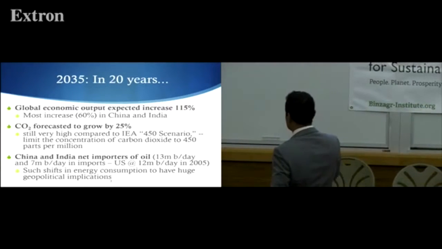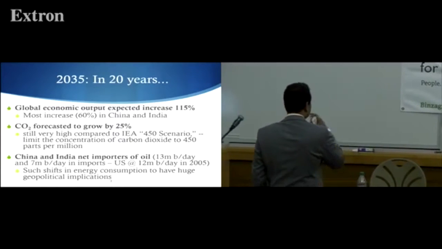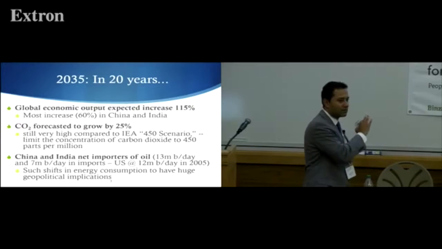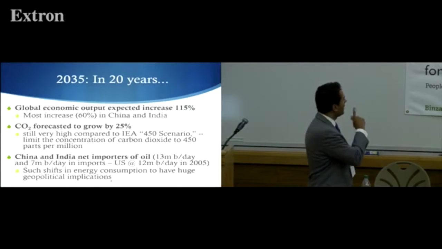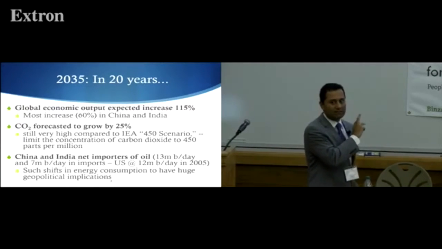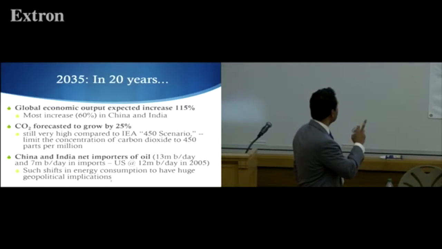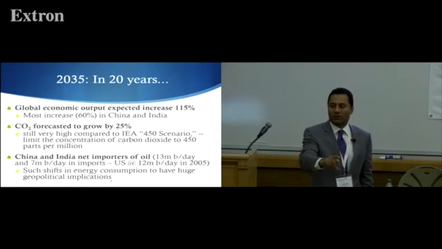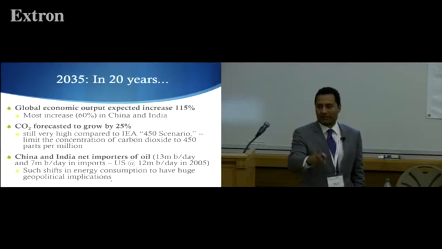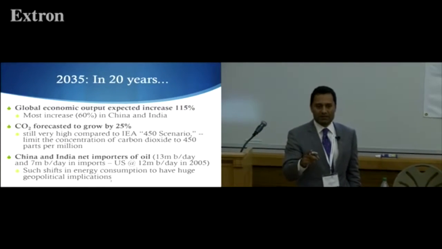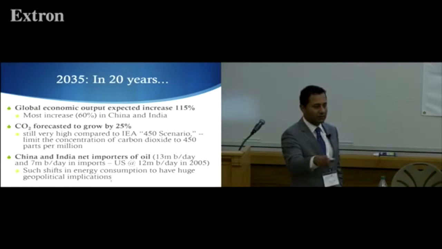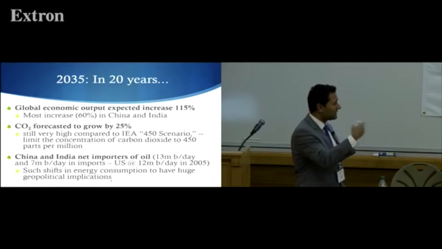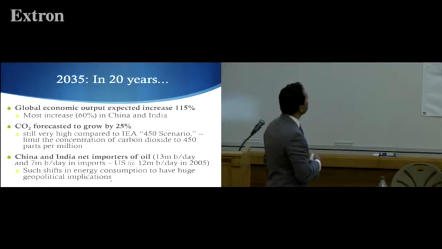So the point that I was trying to make is, consider this massive dependency of China and India on oil, and what does that mean for international geopolitics? China is already moving closer and closer to Middle Eastern sources of energy by developing a string of different little ports that they call the string of ports. So we just need to think about these things as well.